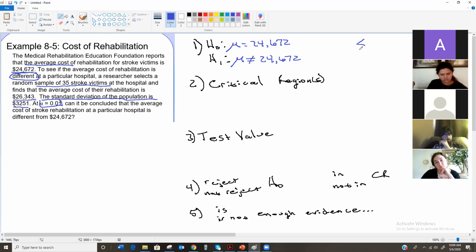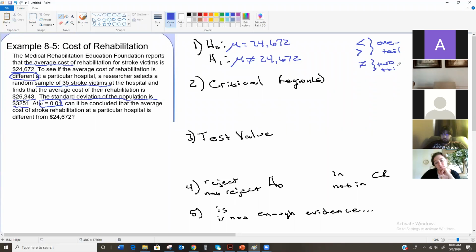Is that the case? Yes. So a less than and a greater than is always going to be one tail. What they mean by tail is which direction you're going. Less than means you're only going left, and greater than means you're only going right, and not equals means you're going both directions.